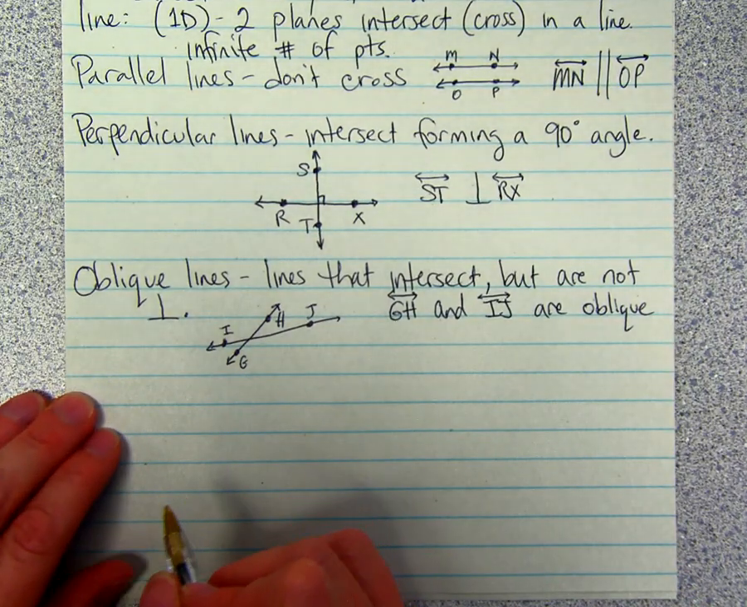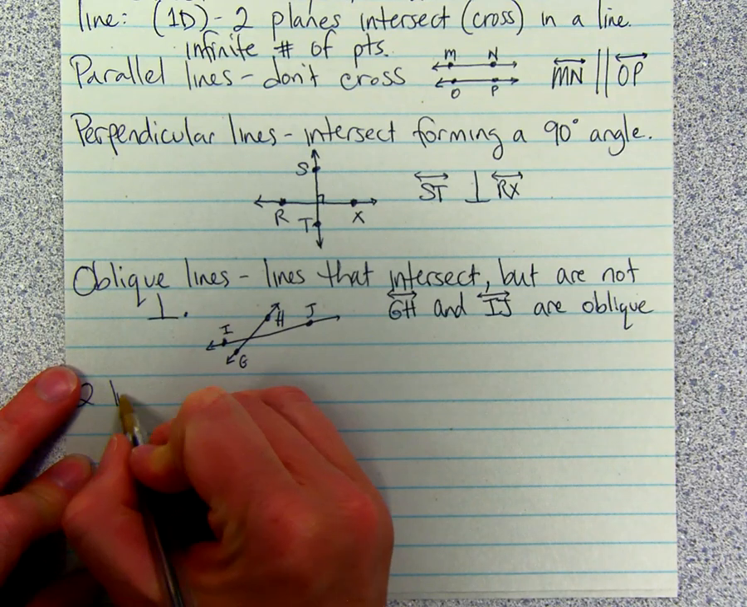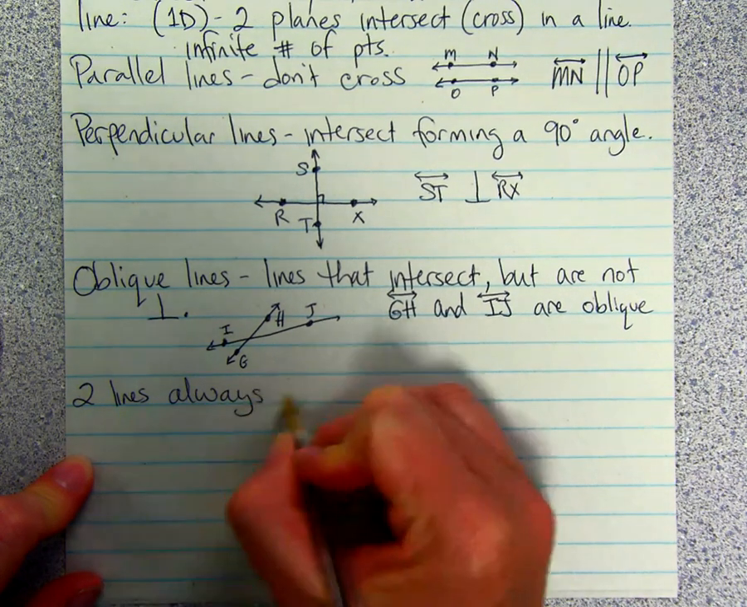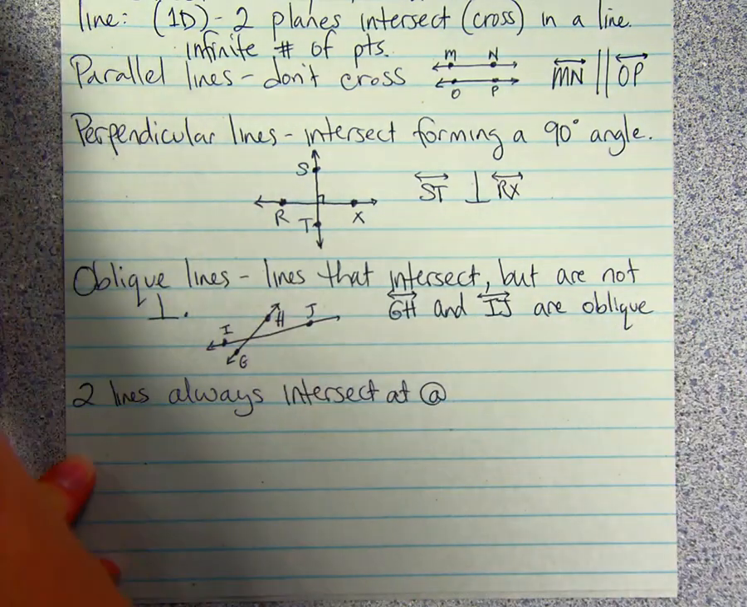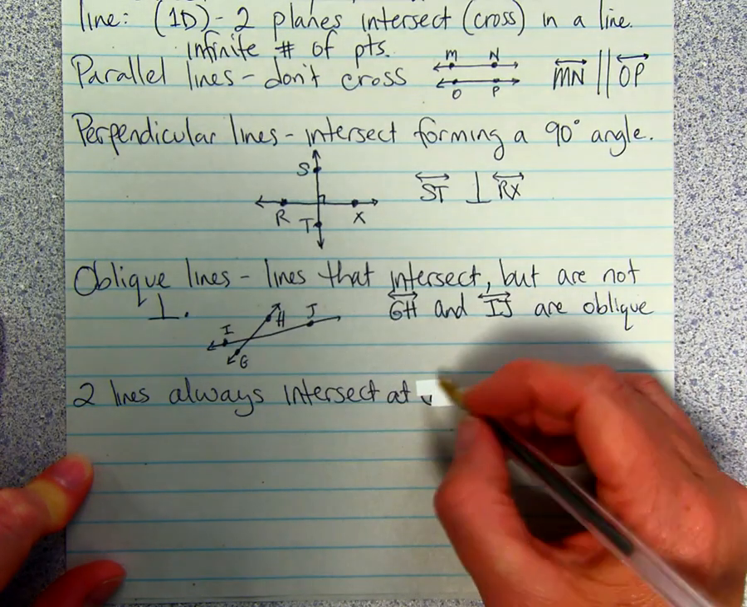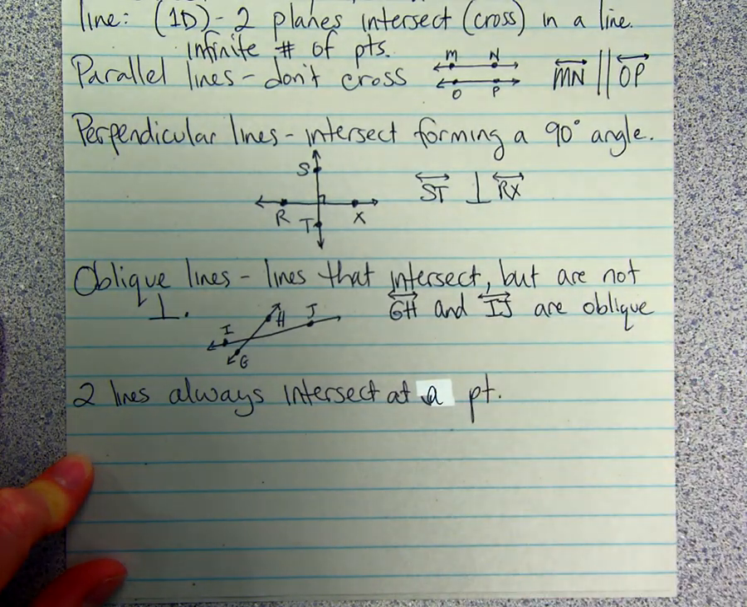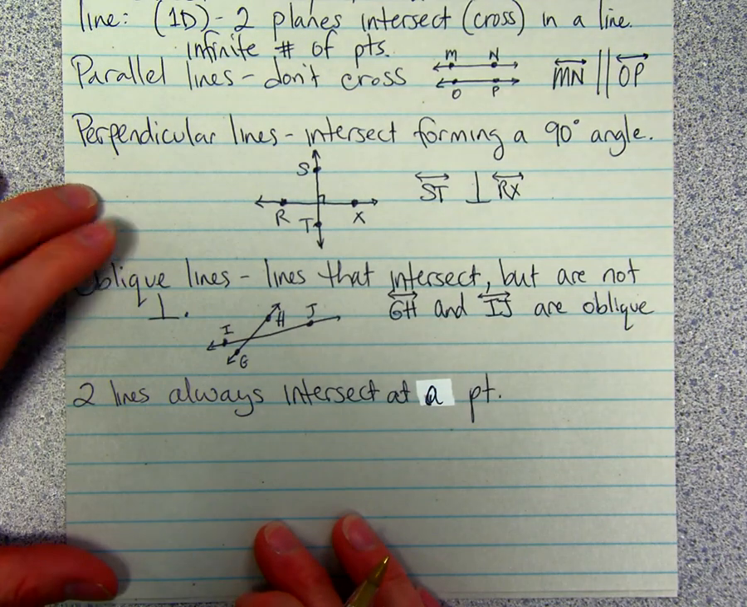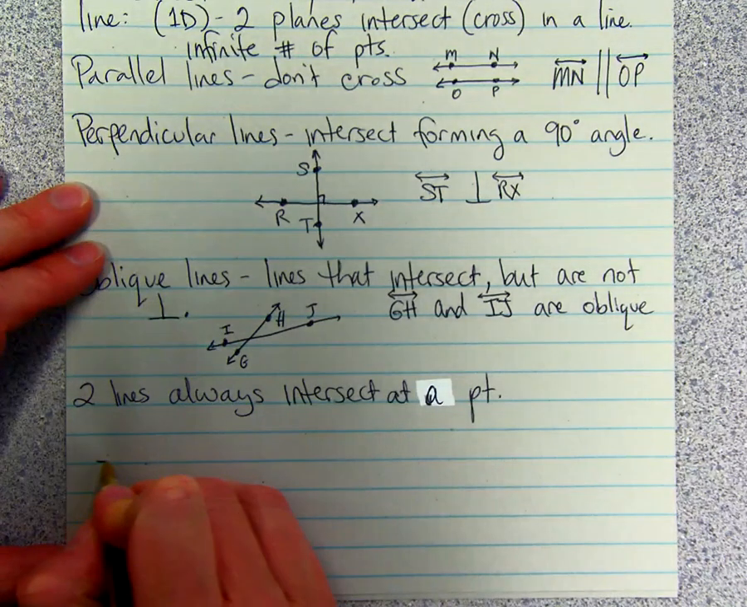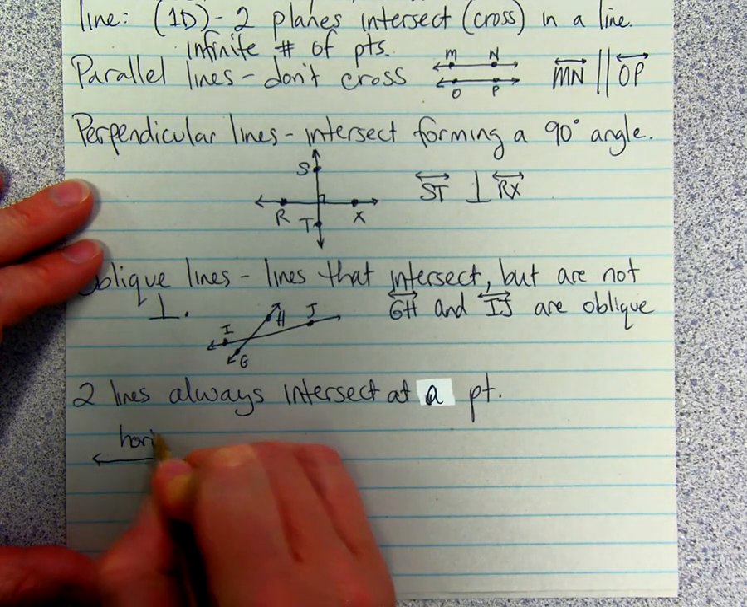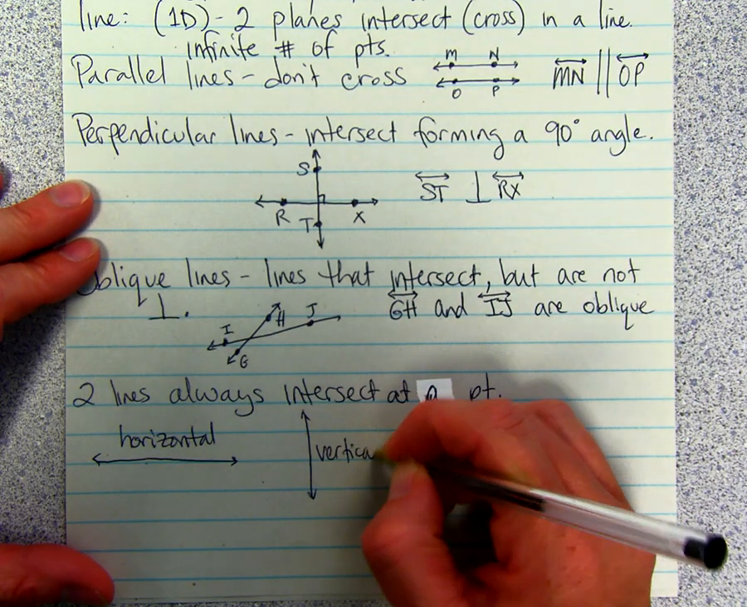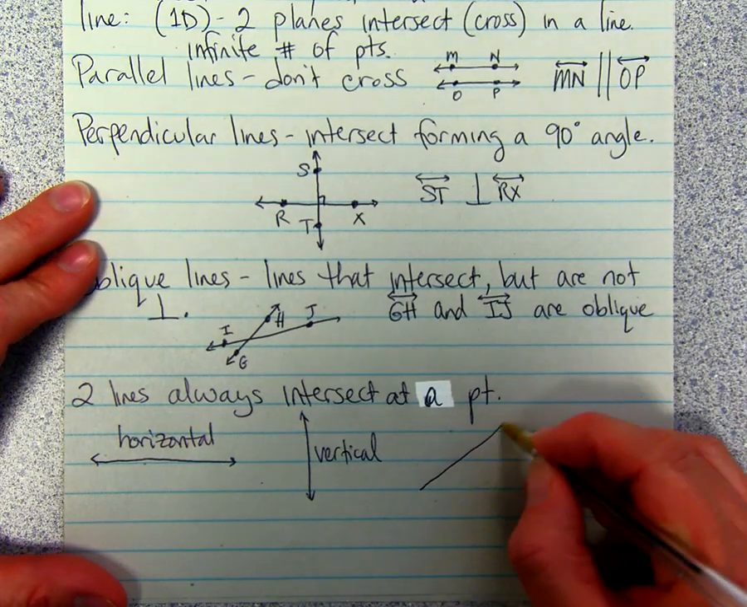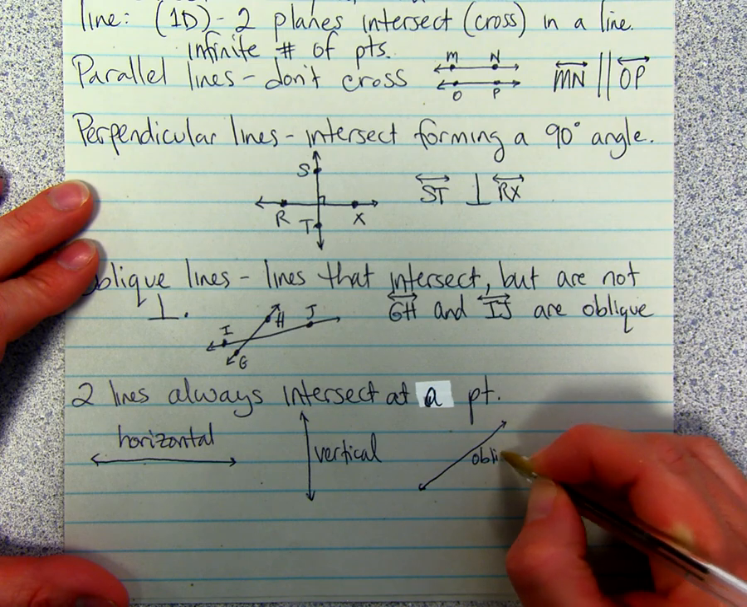Two lines always intersect at a point. Whoops, that's not the at, that's an at symbol. At a point. We have lines that are called horizontal, vertical, go straight up and down, and then we also call a line that goes sideways also called oblique.